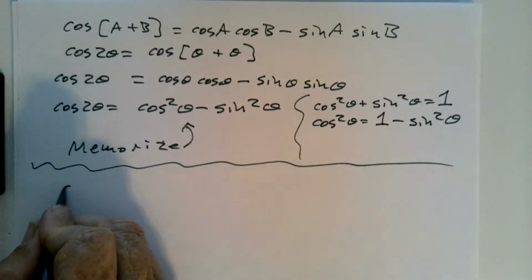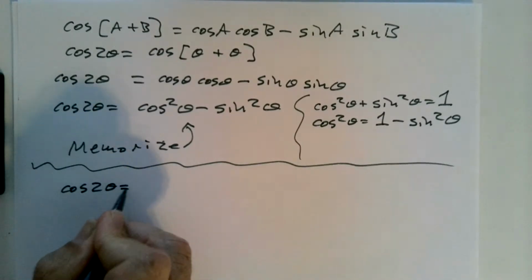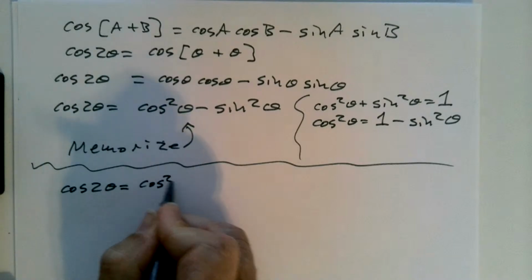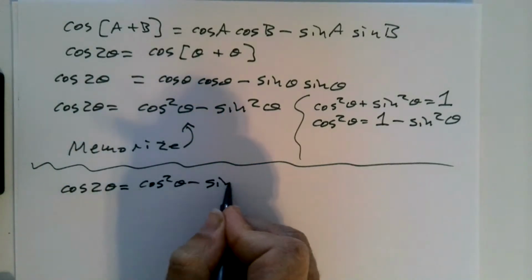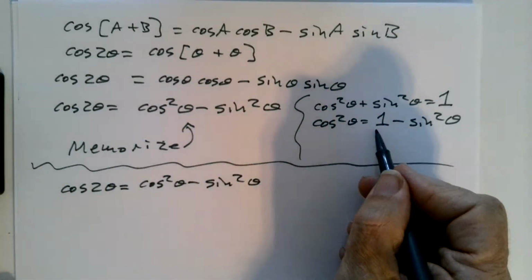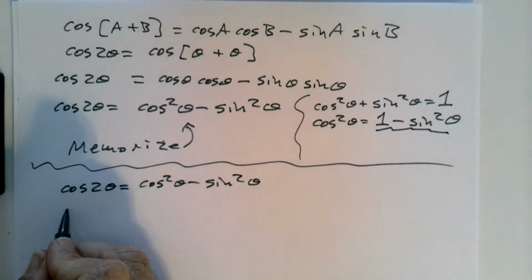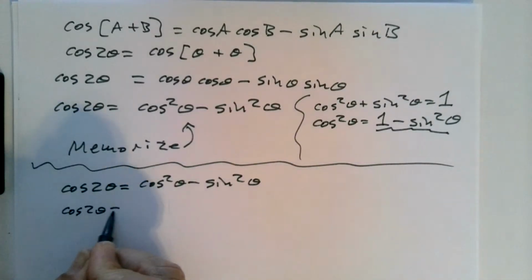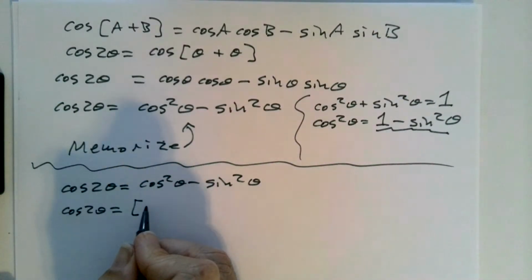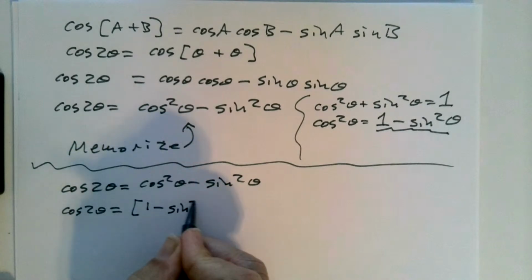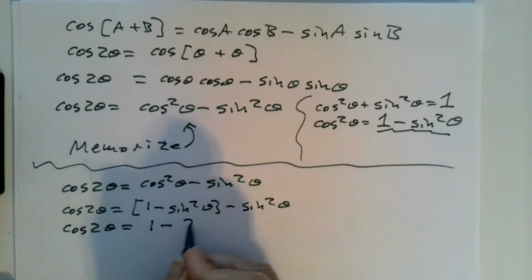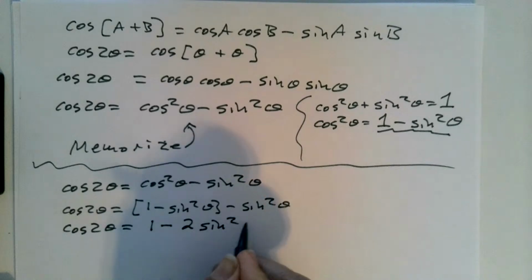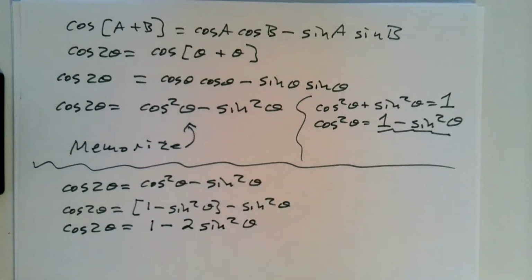So I started with this identity: cos 2 theta is cos squared theta minus sine squared theta. If I replace cos squared theta with 1 minus sine squared theta, I get cos 2 theta is 1 minus 2 sine squared theta. So that's another identity that I can create.